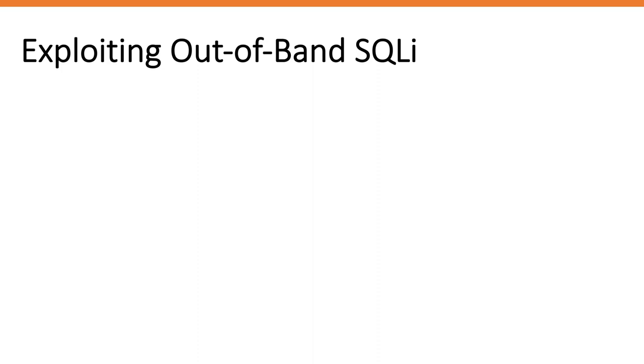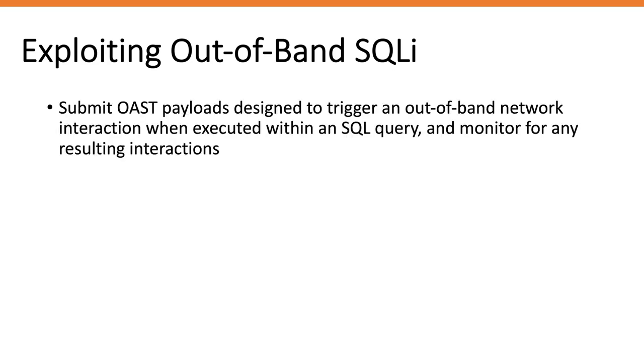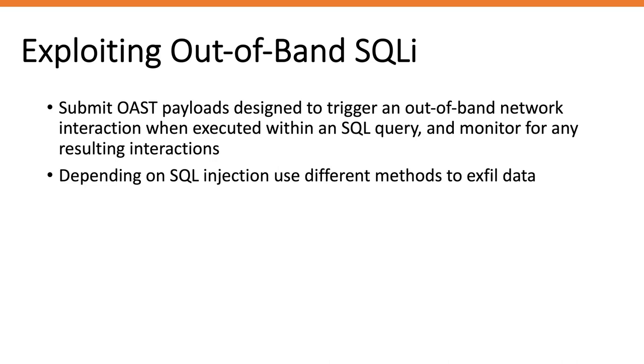Again, a reminder, this is a vulnerability that consists of triggering an out-of-band network connection to a system that you control. And the way to exploit it is to submit out-of-band payloads designed to trigger an out-of-band network interaction when executed within a SQL query, and monitor for any resulting interactions. So this is database specific, obviously. So knowing the type of database that you're using will be very useful in this scenario. And it depends on whether the database has these functions enabled.